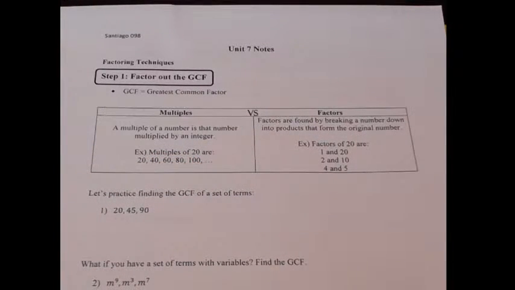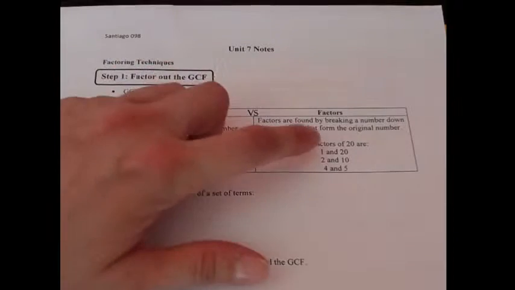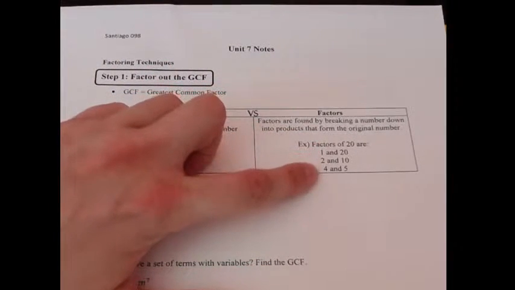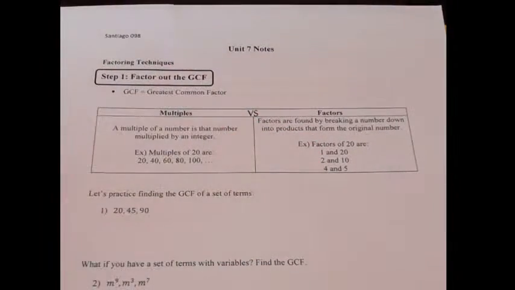If you look at factors, factors are found by breaking a number down into products that form the original number. Okay, so for instance, factors of 20 are 1 and 20 because 1 times 20 is 20. 2 times 10 is 20. 4 times 5 is 20. Okay, so notice here that we're essentially pairing these factors up and they result in 20.